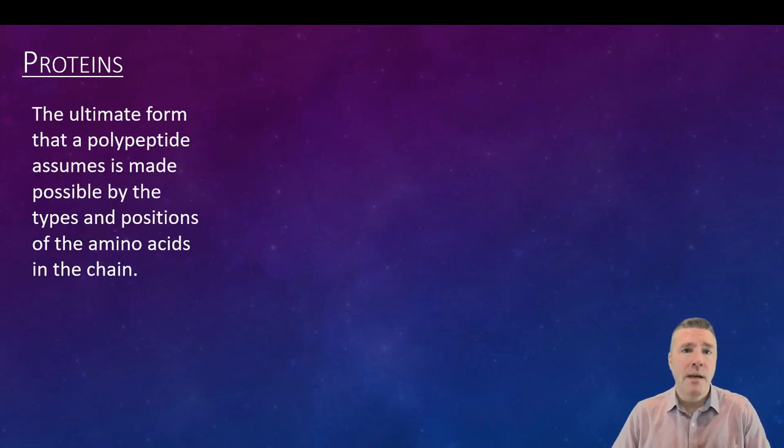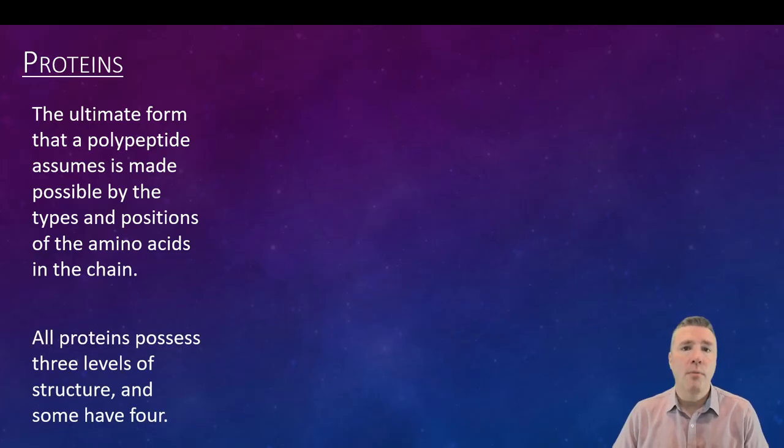In order for a protein to function properly, it must assume a specific shape, more technically known as its conformation. The types and positions of amino acids in the polypeptide chain are what determine how the polypeptide will conform into a three-dimensional shape. All proteins have three levels of structure.